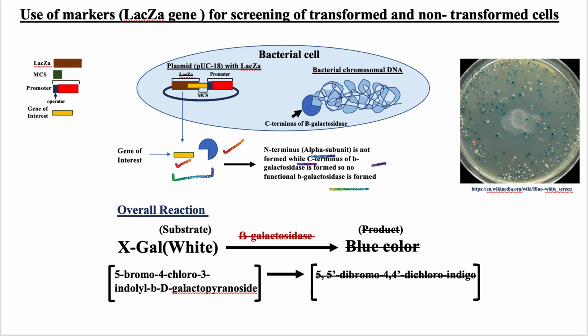So with this blue and white colony visualization, we can say that these colonies are transformed and these colonies are not transformed. This phenomenon is also known as alpha-complementation, the phenomenon of blue-white colonies.